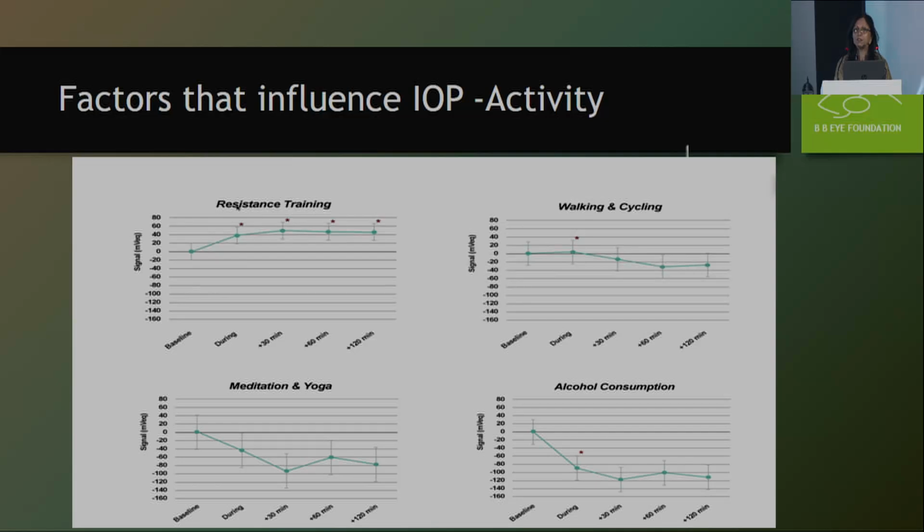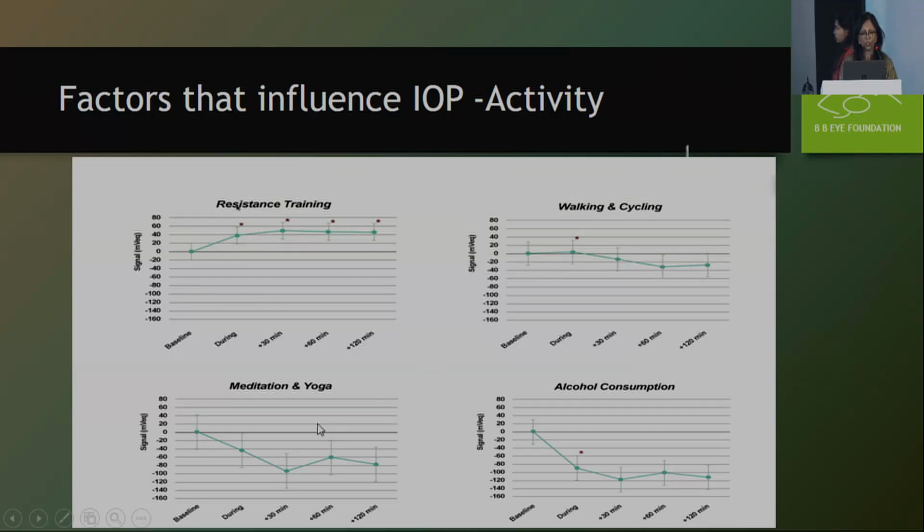Next, we have activity. You'll be surprised to know how activity influences intraocular pressure. Resistance training, any kind of band push-up or weightlifting: just look at where the intraocular pressure goes with resistance training. Next, we move on to walking and cycling. During walking and cycling, look how intraocular pressure comes down, at 30 minutes post, 60 minutes post, and 120 minutes post.